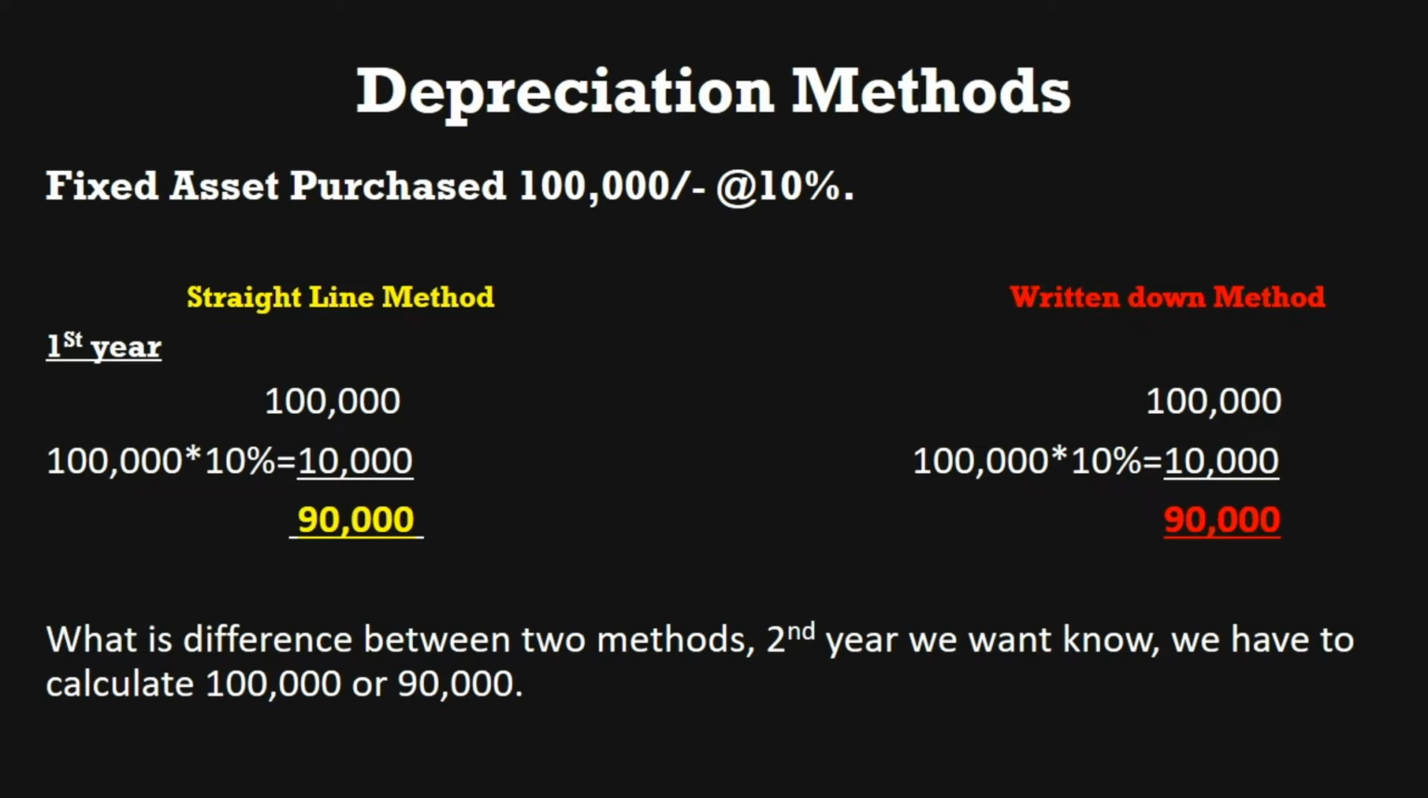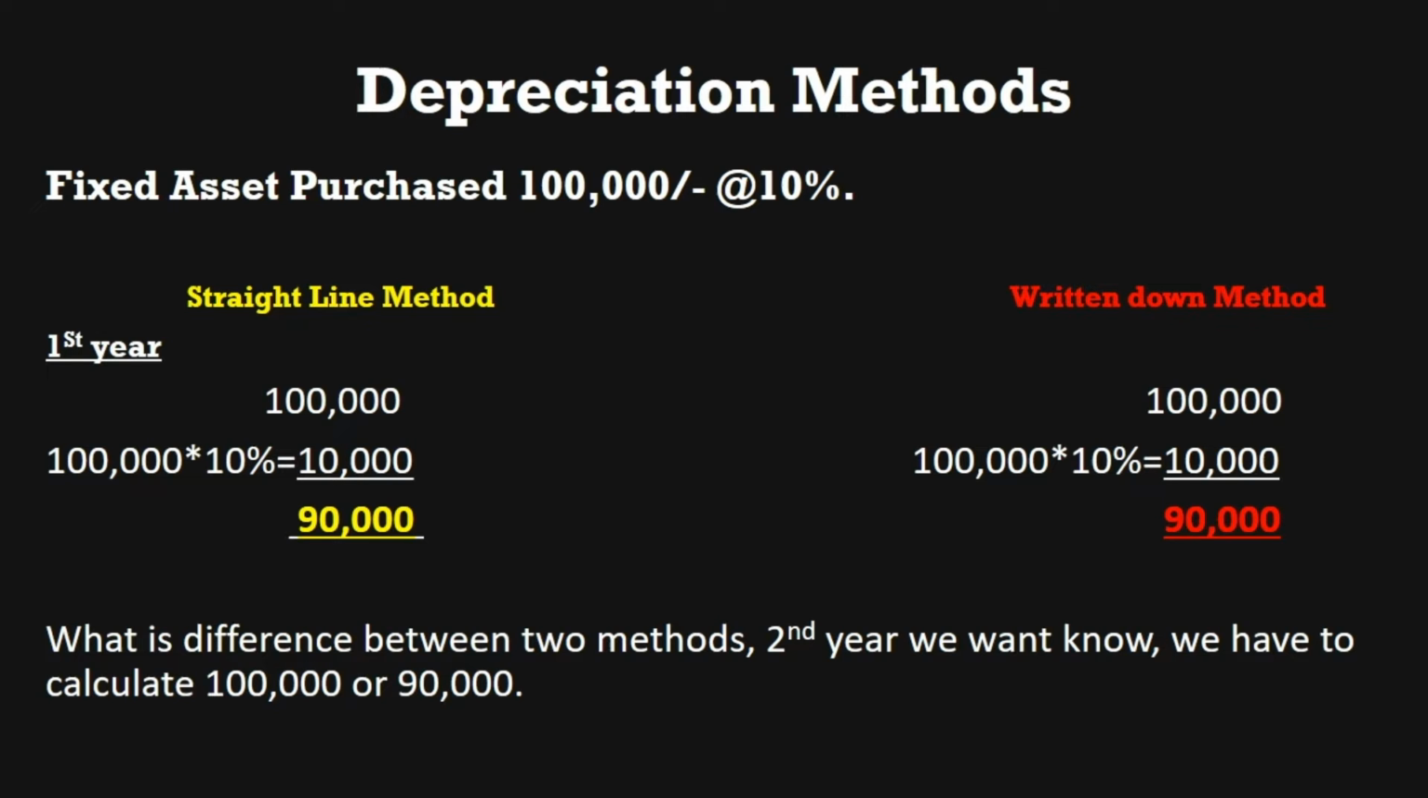You can see the straight line method. In the first year we purchase a fixed asset for 100,000, for example machinery, whatever. So 100,000 into 10 percent comes to 10,000. It's very easy, correct? I didn't put in any example of a partial month, like purchasing in July, August or September, where we have to calculate differently. I already explained those steps in the previous video. I am not complicating anything. I am just going to explain what the straight line and written down methods are.